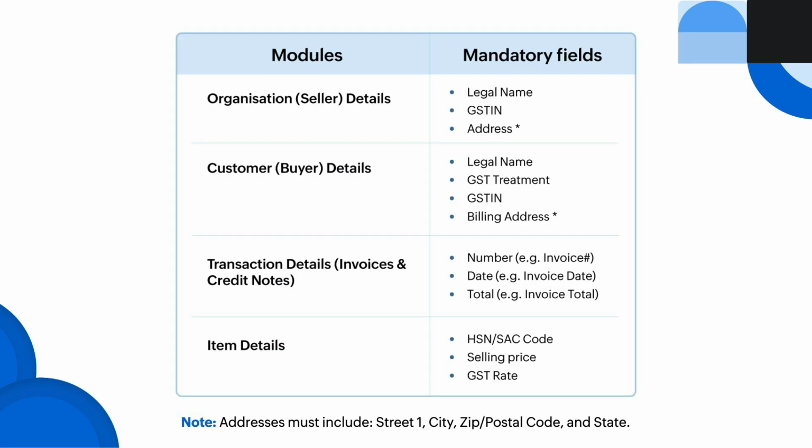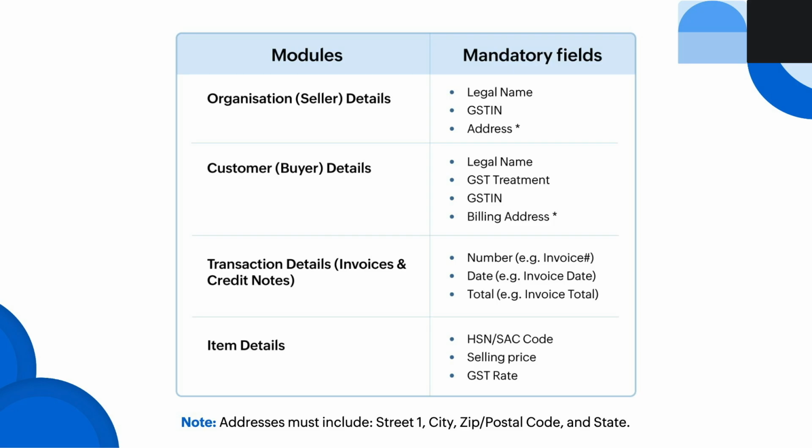Now let me give you an overview of what details are mandatory in your transaction and what details will be validated by the government. As far as the organization details are concerned, let's say you are running an organization in Zoho Books. Your legal name, GST number, and the address of the organization are mandatory. As far as your customer details are concerned, the legal name, GST treatment, GSTN, and the billing address are mandatory.